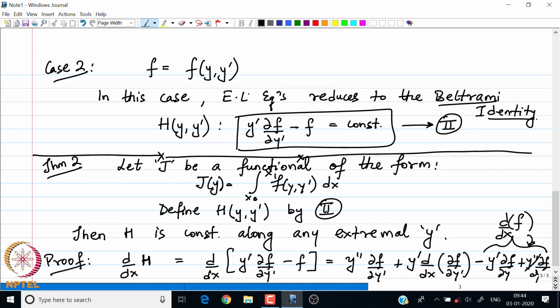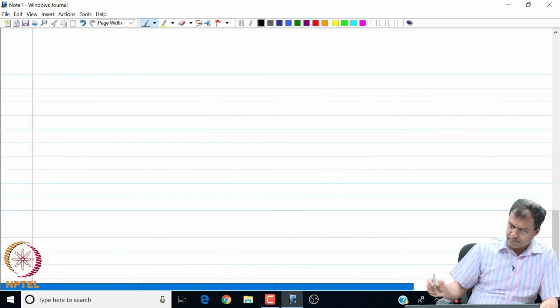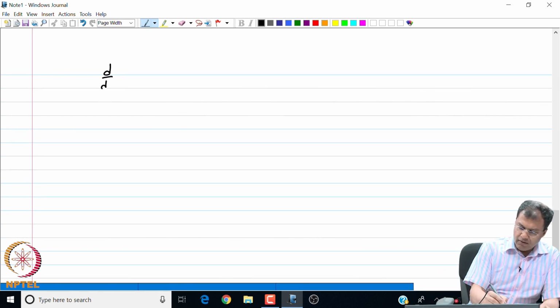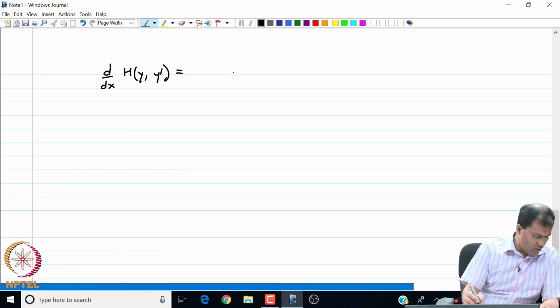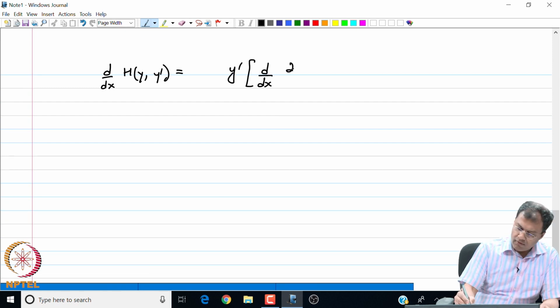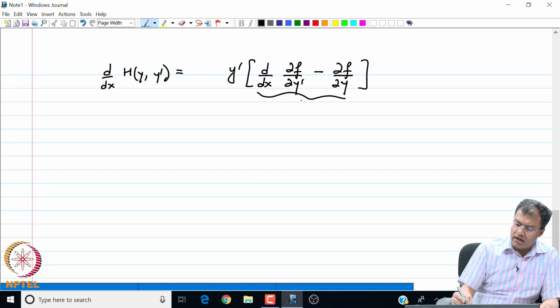Now, notice that this particular quantity can be cancelled. So, this is in a bracket. So, we can cancel this quantity with this quantity and club whatever is remaining. We see that after clubbing whatever terms are remaining, this is also equal to y prime times d/dx of del f del y prime minus del f del y, right. Notice that this is nothing but the Euler Lagrange equation.